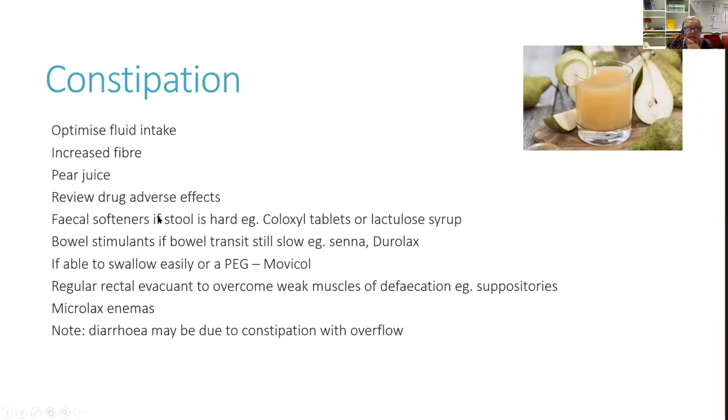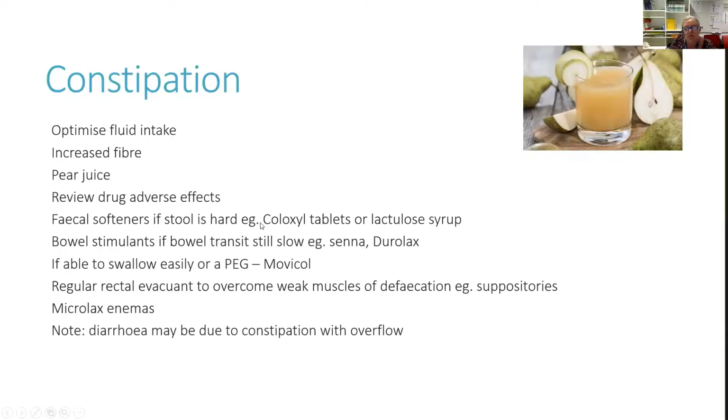So things like amitriptyline, for example, can cause constipation. So just be aware of what medications you're taking and whether they're having an effect on your bowels as well. And of course, as I've said before, opioids, in particular morphine and opiates.